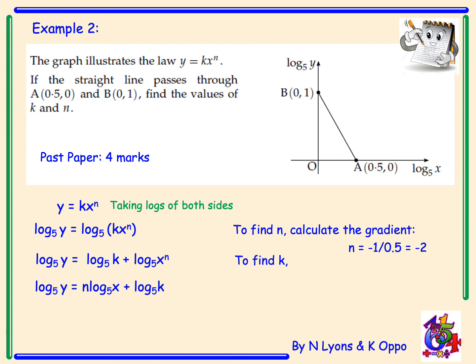To find k, we're going to look at the y-intercept equals log k to the base 5. That's going to equal 1, so k equals 5 to the power 5, which is just 5. Sorry, 5 to the power 1, which is just 5. That's you solved it for 4 marks.